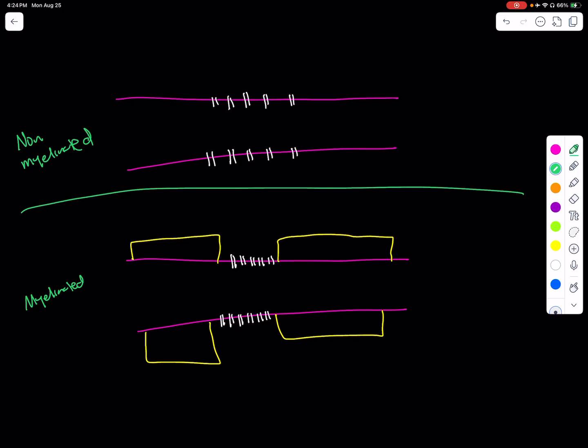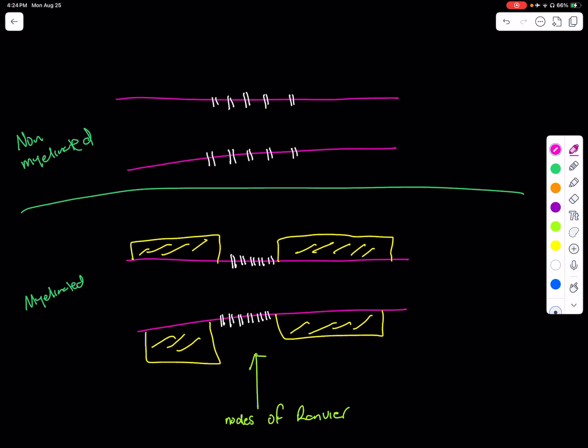They're the exact same. The only thing that's different is we've got this myelin here on this neuron, right? And so remember that these gaps here are called nodes of Ranvier. Okay, so let's talk about an unmyelinated neuron first.